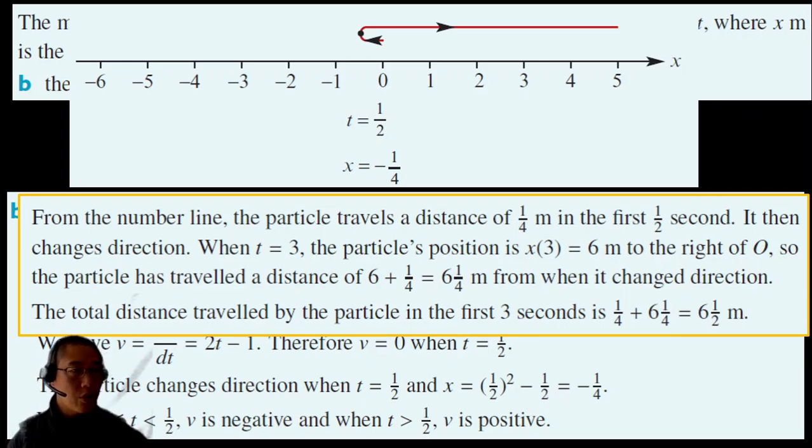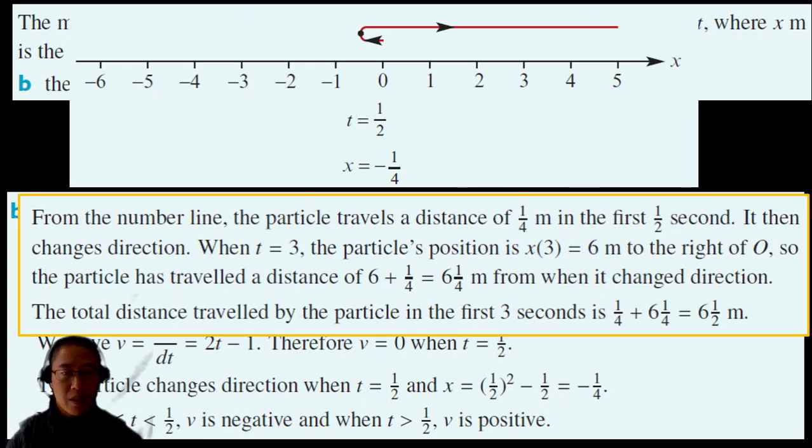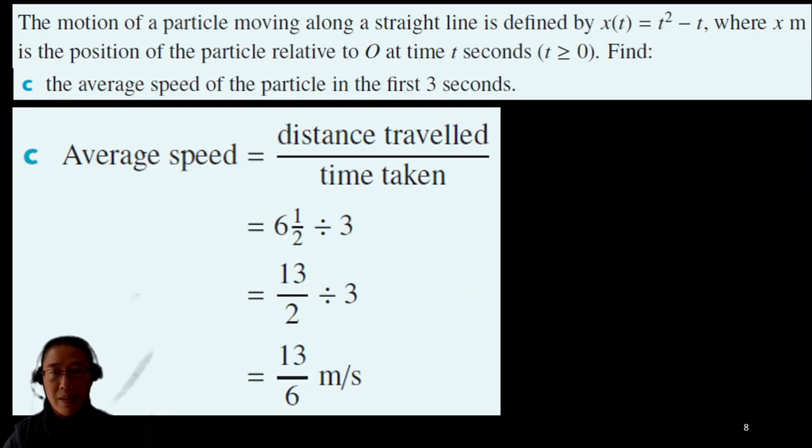And I will answer the question for, no, hang on, we haven't answered the question. Is that the distance? Let me go back. Yes, so that's fine. That's the distance. And we're going to use that value to find the answer of part C. So for part C, it's the average speed of the particle in the first 3 seconds. We already calculated the distance, and we divide by the duration, and that will give us the average speed in meters per second.